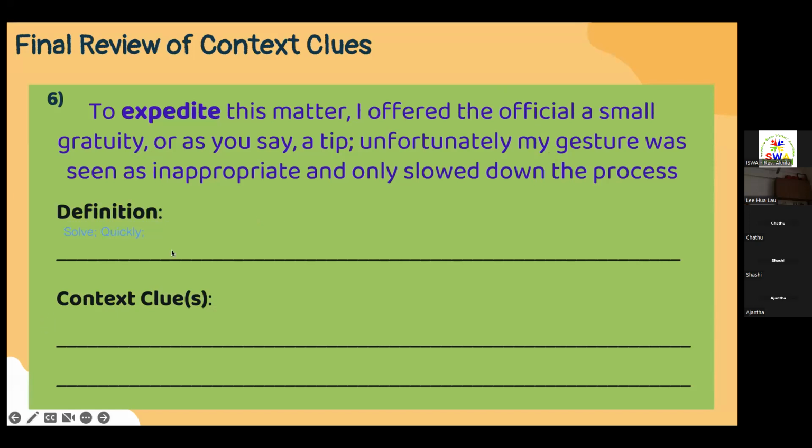Correct. So that's correct. So expedite means quickly. If they want to quickly solve this problem, speed up this matter, he shouldn't have given a tip because it slowed down the process. So expedite and slow down have two different meanings. So in this case, it's an antonym. All right. And antonym is spelled A-N-T-O-N-Y-M. Okay. All right.